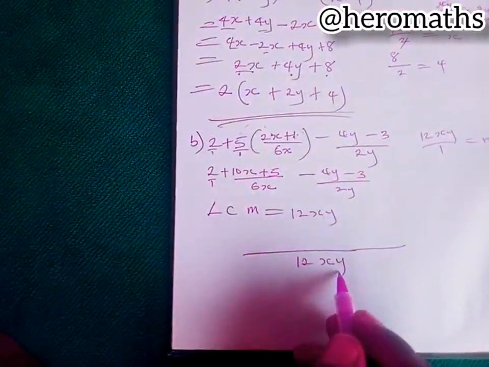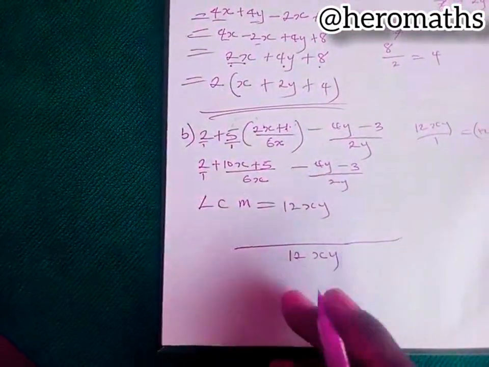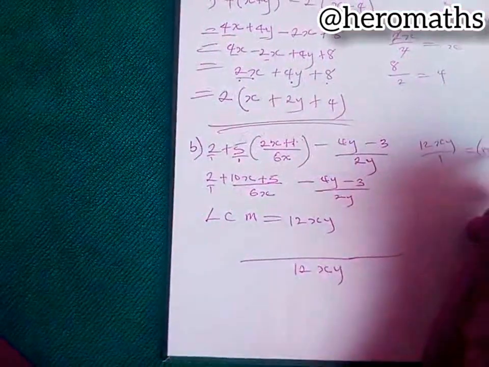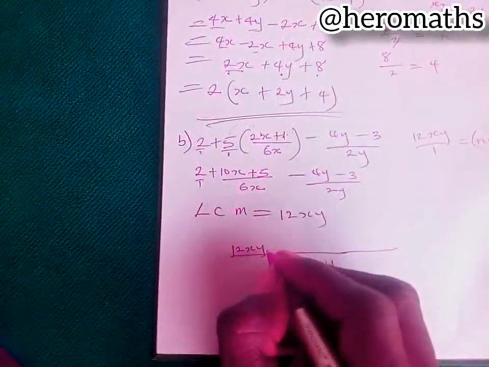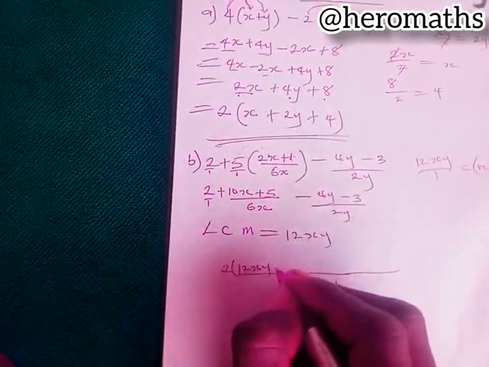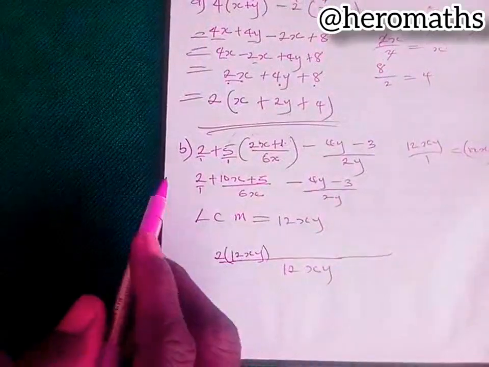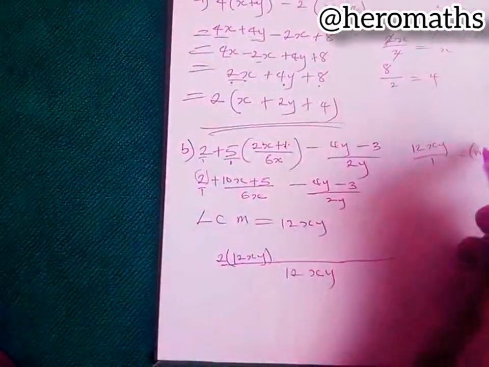The answer you have here, you multiply with the top. So the answer is 12xy. Then we have 12xy, 2 times 12xy. You look at it, 2 is this, times the answer we have here.